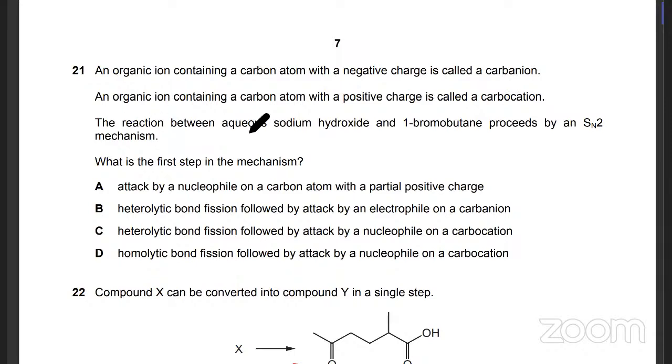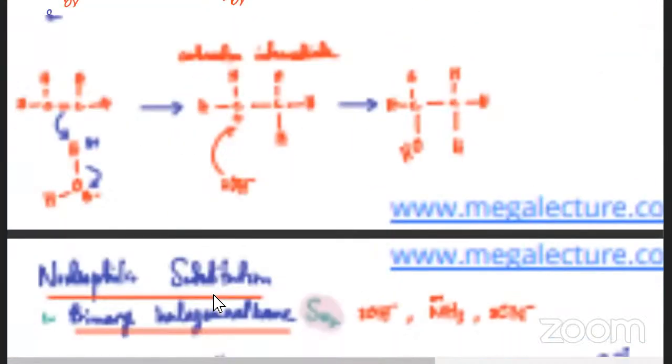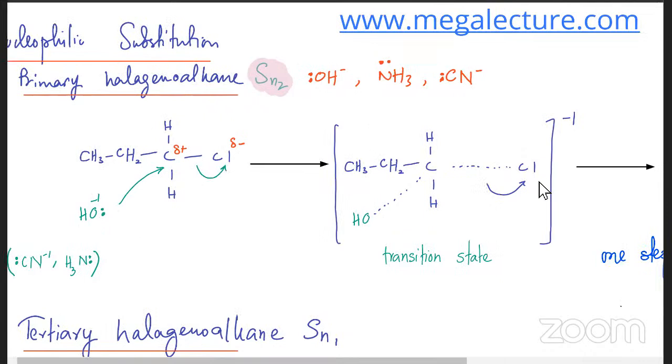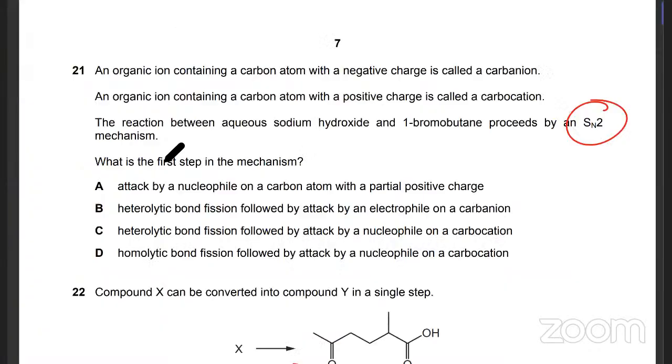And the reaction between aqueous sodium hydroxide and 1-bromobutane proceeds by an SN2 mechanism. What is the first step in the mechanism? So first thing, SN2 mechanism, is it a one-step reaction or a two-step reaction? One step. That's a one-step reaction. He's talking about a primary halogenoalkane. The carbon-halogen bond is polar, and the positive carbon will be attacked by the nucleophile directly. The halogen will be pushed away from the other side. The OH ion will come in, the halogen will get knocked out. So what's happening? Attack by a nucleophile on a carbon atom with a partial positive charge.